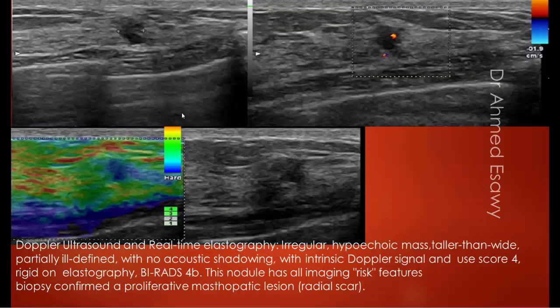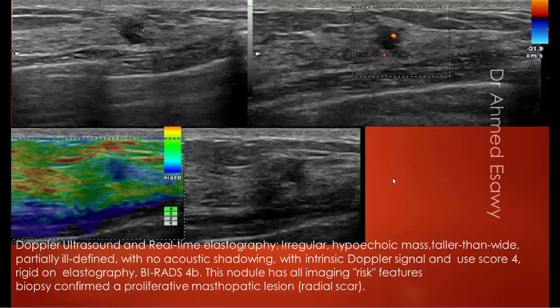Doppler ultrasound and real-time elastography. There is irregular hypoechoic mass, thinner than white, partially ill-defined, no acoustic shadow, with intrinsic Doppler signal, risk signal, and score 4, rigid in elastography, categorized as BI-RADS 4B. This nodule has all imaging risk factors and the biopsy confirmed proliferative mastopathic lesion.